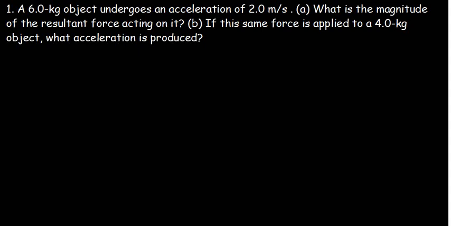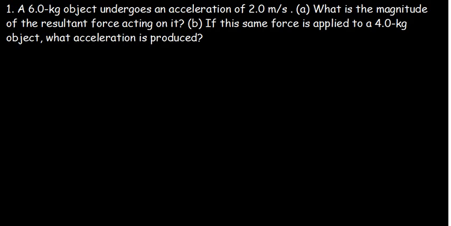Number 1, a 6.0 kg object undergoes an acceleration of 2.0 meters per second squared. This one is supposed to be meters per second squared. Then part A, what is the magnitude of the resultant force acting on it? Part B, if this same force is applied to a 4.0 kg object, what is the acceleration produced?